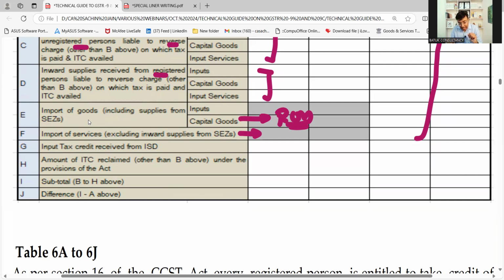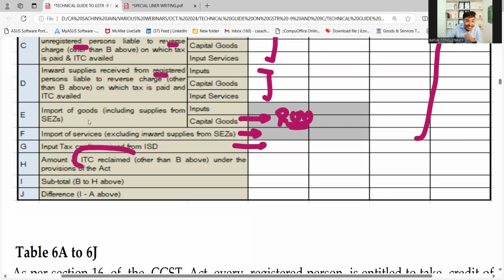As we all know, there is also one concept, that is the input service distributor. If a particular person is acting as an input service distributor, that means that person is transferring the input tax credit to the various branches in the ratio of turnover. In such a scenario, that person also has to take the registration as an input service distributor. And if the branch is going to take the input tax credit which is transferred by the input service distributor, in such a situation, the bifurcation is required here.